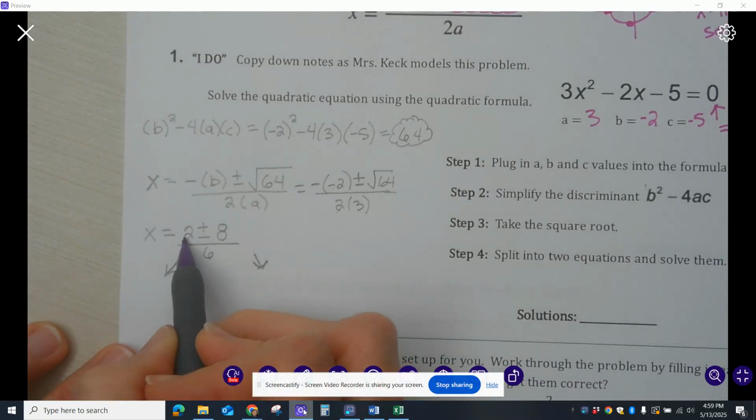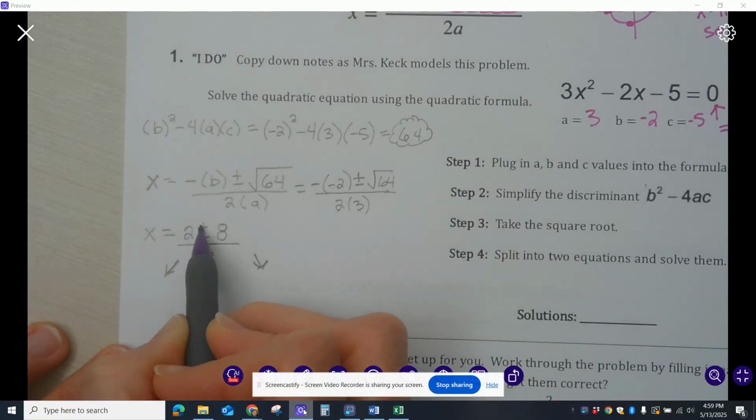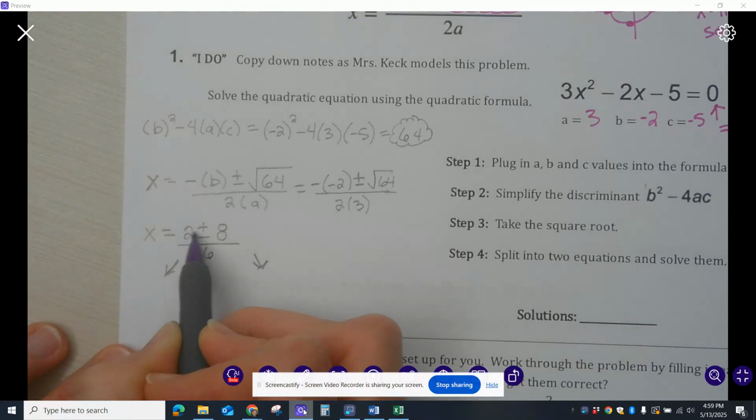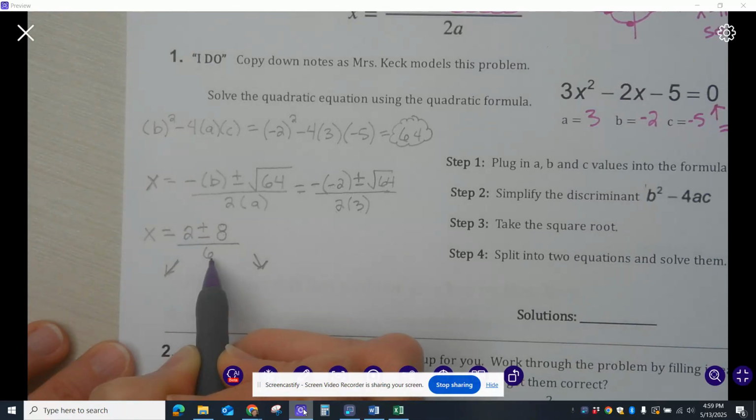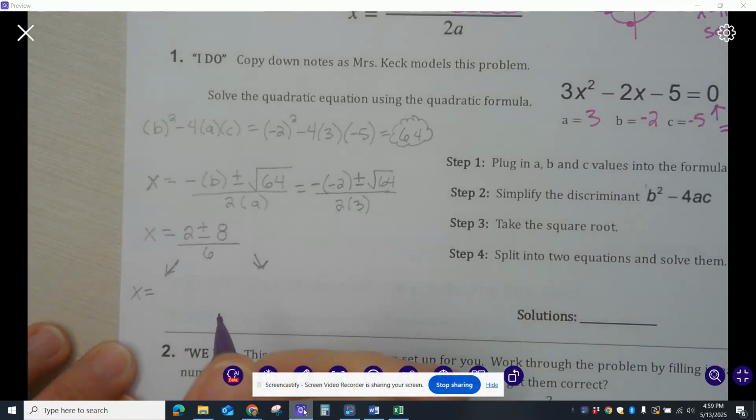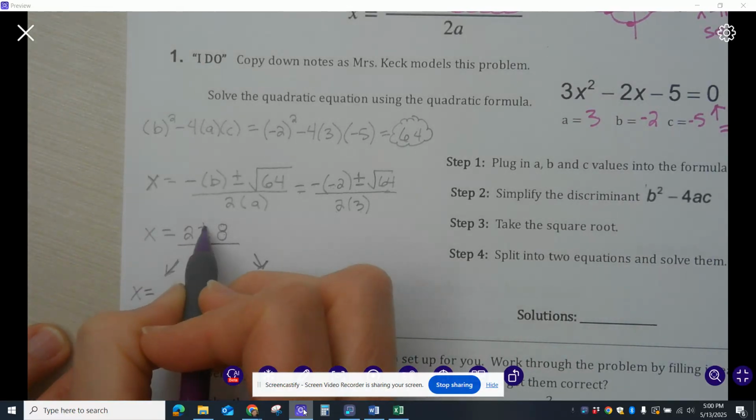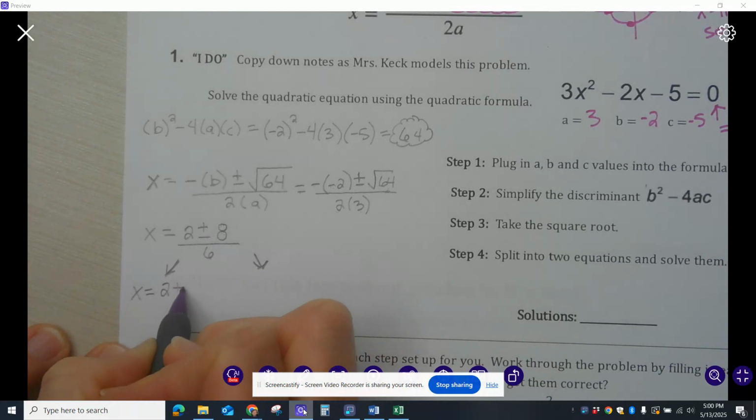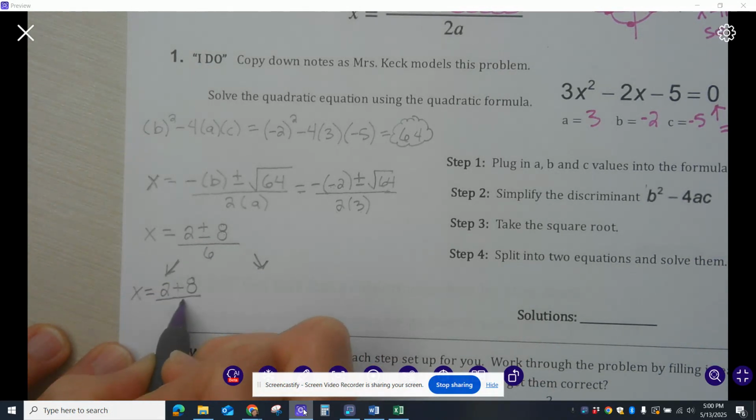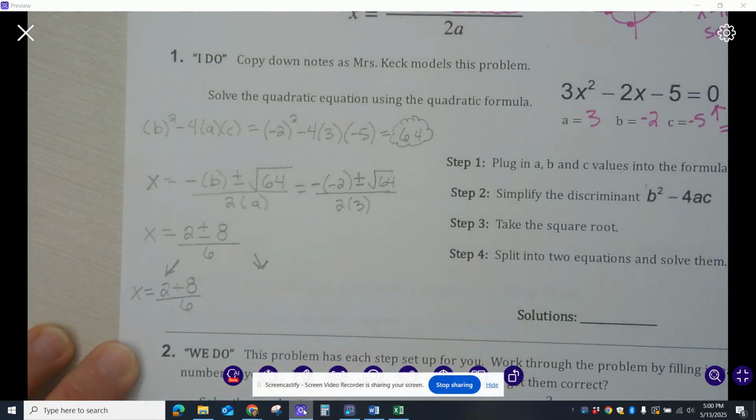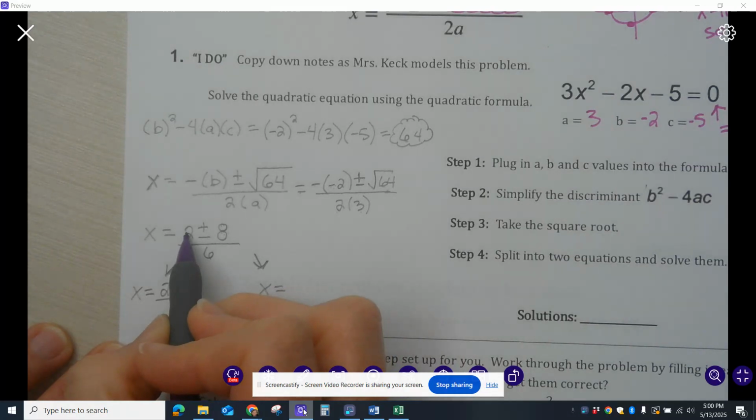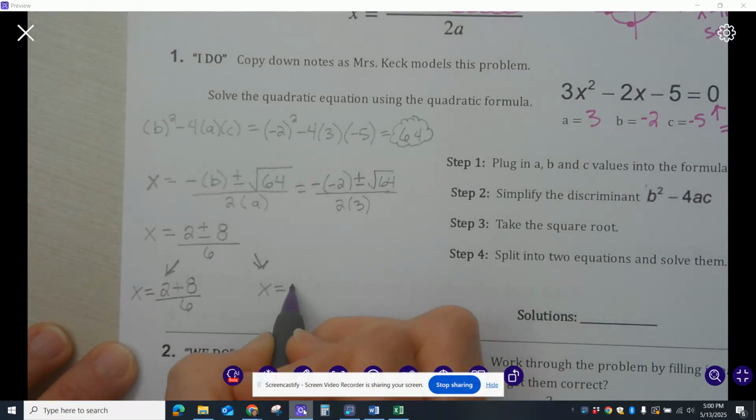One of them will be when we do 2 plus 8 divided by 6. And the other one will be 2 minus 8 divided by 6. So let's write the 2 equations. Both cases we're finding x. X equals 2 plus 8. So the first one is when we use that plus. Don't forget your denominator. Divided by 6. And the other equation will be when we use the minus. 2 minus 8 divided by 6.